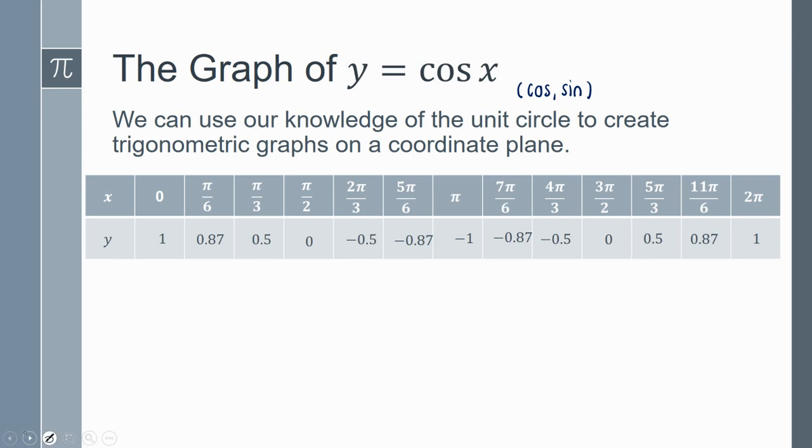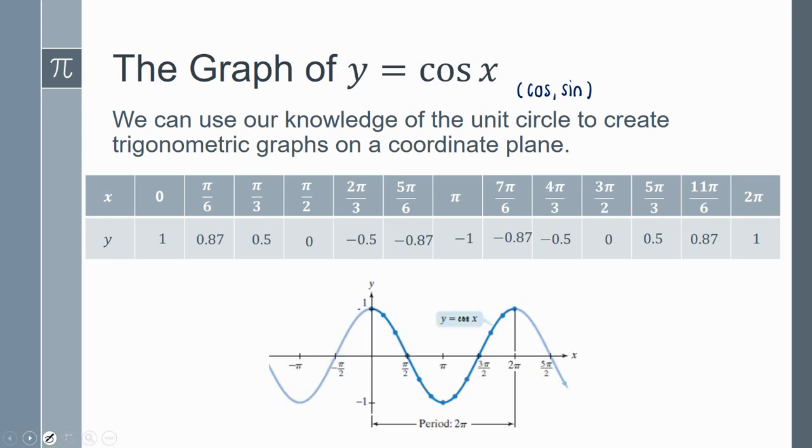So all those ordered pairs create a shape that looks something like this. I know this picture extends that cosine graph a little bit farther, but if you look at what's highlighted in the darker blue, notice how it starts high, it goes low in the middle, and it ends back up high. That is what the shape of a cosine graph looks like.